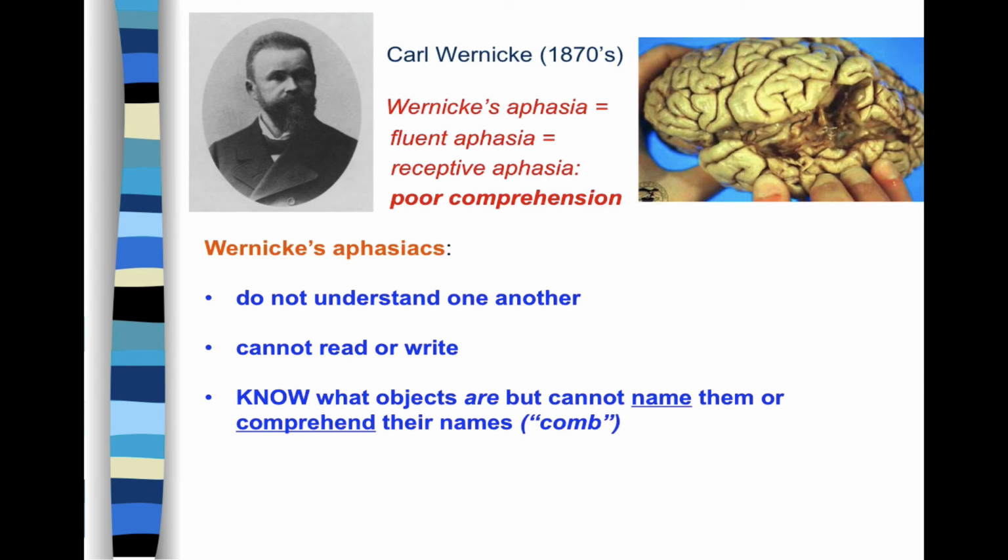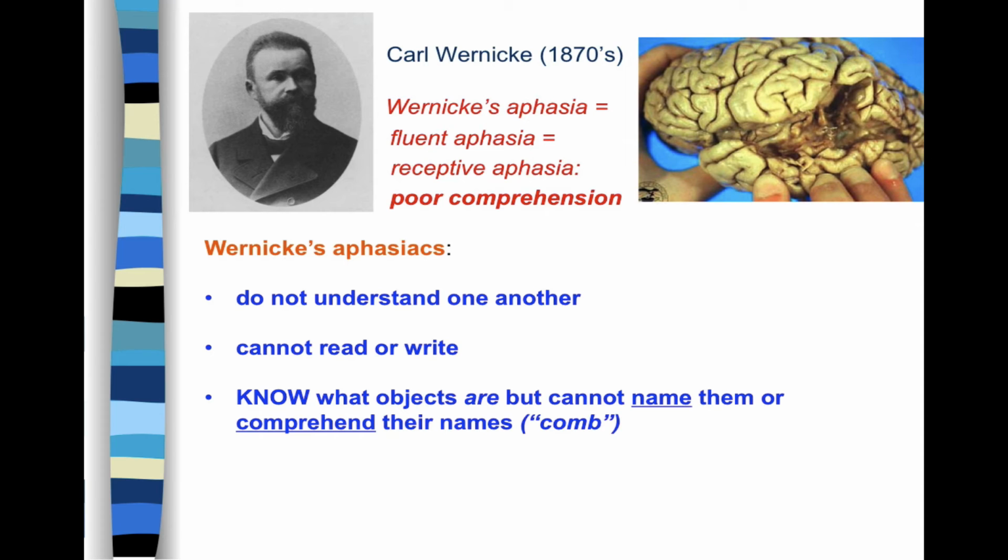They know what objects are, but they cannot name them or comprehend their names, which is super frustrating. So for example, you could give them a comb, and then they know what a comb is, and they would say, oh yeah, car, or oh yeah, tree, and it's a comb. Or they could make up a word for it that you have never heard. They could say, oh yeah, glib, and that means comb to them right now. In 5 minutes, it's going to mean something else.